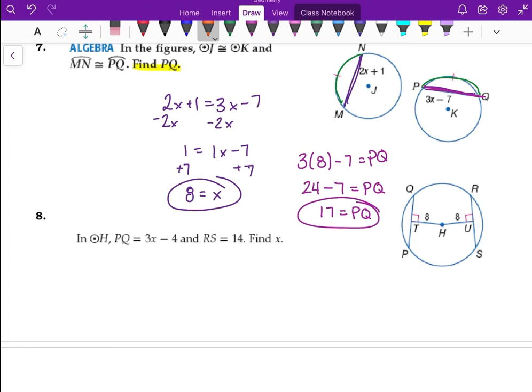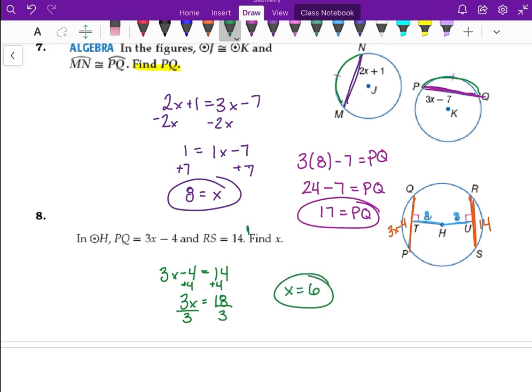And last question is number 8. I'm told PQ, which is this part, is 3x minus 4. I'm also told that RS, which is this part, is equal to 14. And I need to find x. So, based on one of our theorems, I'm told that two chords are congruent if they are equidistant from the center, which in this case they are both equidistant from the center. It's both 8 from the center. So those two chords are equal to each other, so 3x minus 4 is equal to 14. So 3x is equal to 18 when I add 4 to both sides. Divide by 3, and I get x is equal to 6. And I'm just told to find x, so I'm done.